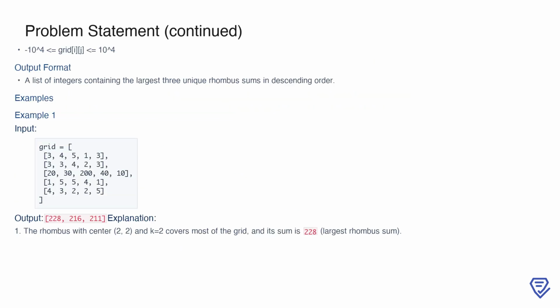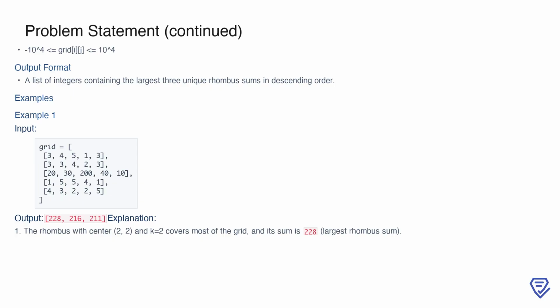The values within the grid can range from negative 10,000 to positive 10,000, which means both very large positive and negative sums are possible. The output of the problem is a list containing the largest 3 unique rhombus sums, sorted in descending order. To better understand this, let's look at an example.